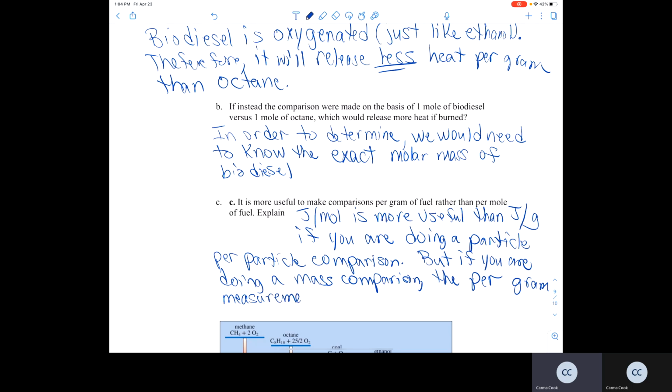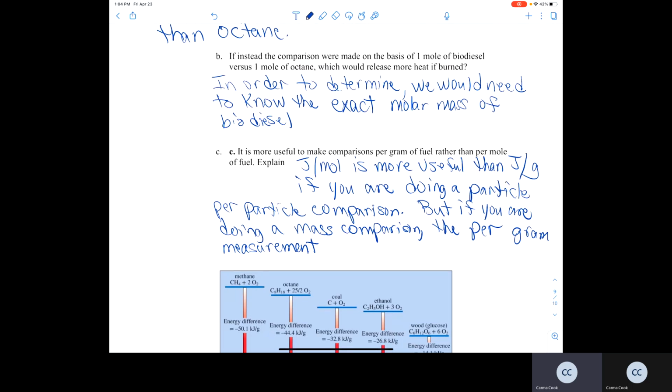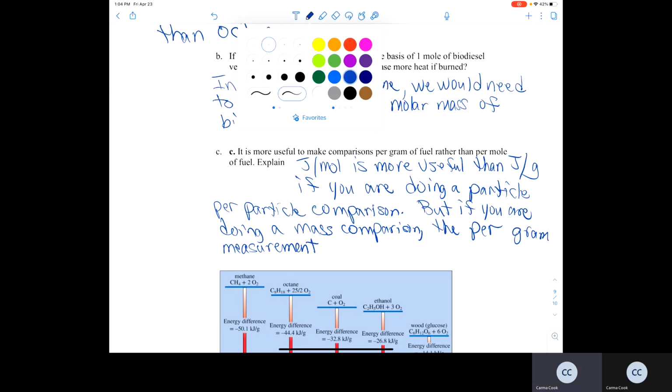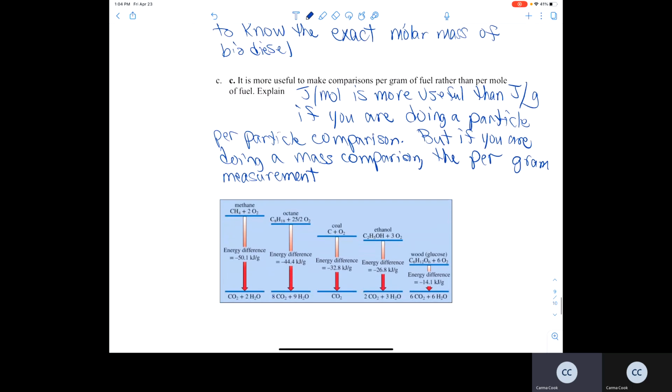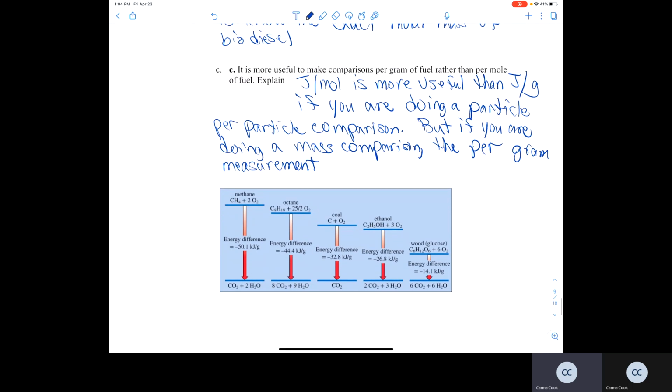So it just depends on what type of measurement you're doing. If you're trying to compare particle per particle of octane to biodiesel, then you want to do a joule per mole comparison. But if you're doing a mass comparison, then the joules per gram measurement for delta H would be more helpful.